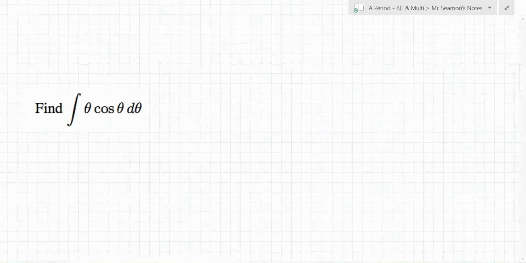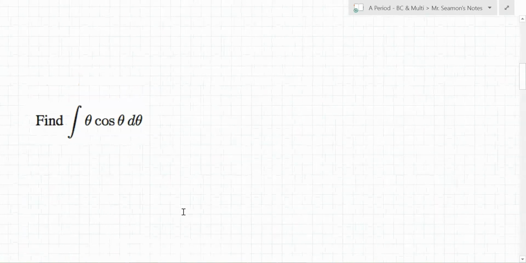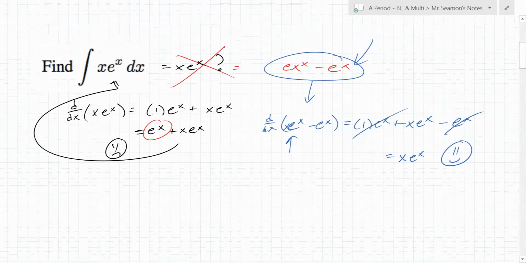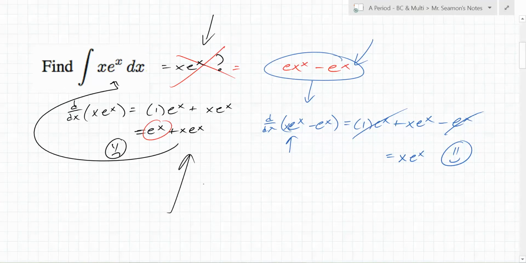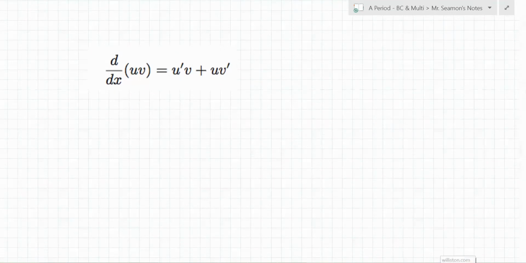Now, can you do this one by guess and check? You can. You can try it out. But the problem is, again, what rule did we have to apply to check our potential answer right here? The product rule. We can undo the product rule sometimes in our head, but is it always going to be something we can just do in our head? No. There's the product rule right there.